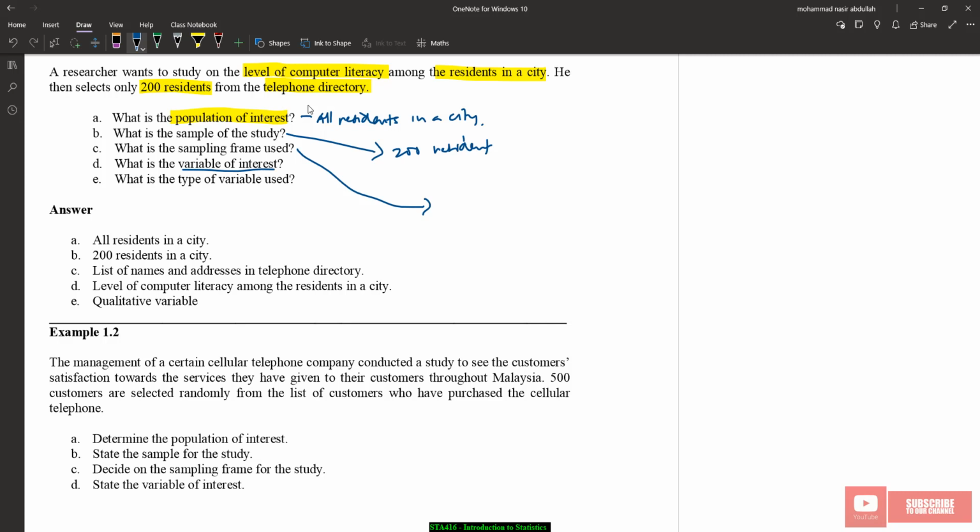So what is the variable of interest? Dia nak kaji apa ni? The level of computer literacy. Level of computer literacy. That is the variable of interest. So level of computer literacy, ni dah answer dah bagi dekat sini kan. Kita nak tanya macam mana? Whether you are good or not good. Right, contoh dia bagi dalam bentuk kategori lah. Poor, very poor, good, very good. Contoh. So that one is a qualitative data. Right? Okay.